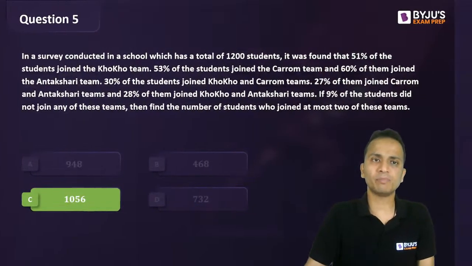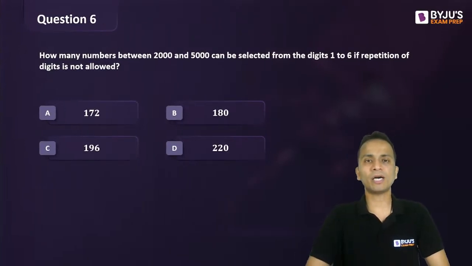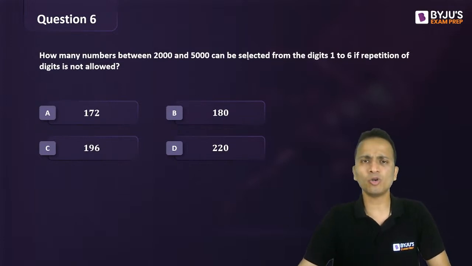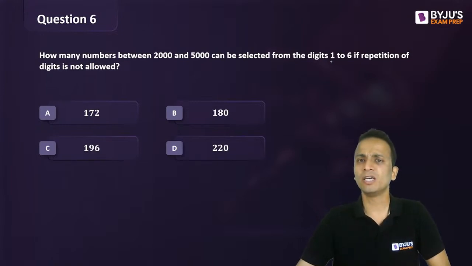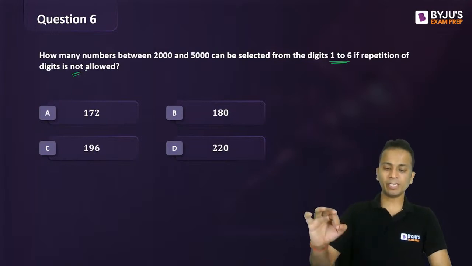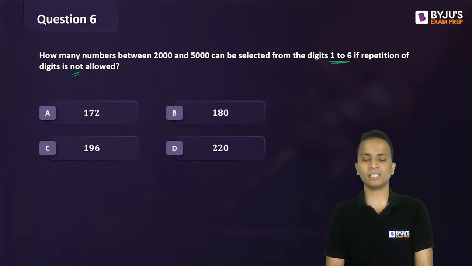Let's move on to question number 6. Question number 6, how many numbers between 2000 and 5000 can be formed from the digits 1 to 6 if repetition of digits is not allowed? So repetition is not allowed. 2000 से 5000 के बीच में कितने numbers बन सकते हैं using the digits 1, 2, 3, 4, 5 and 6?